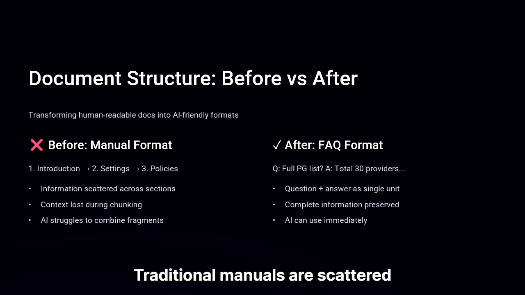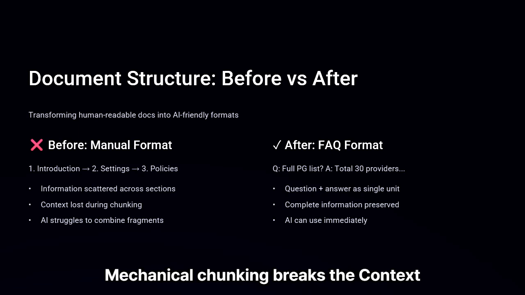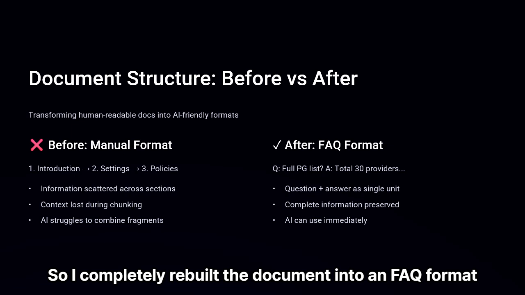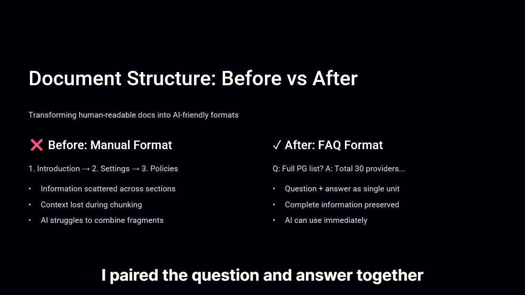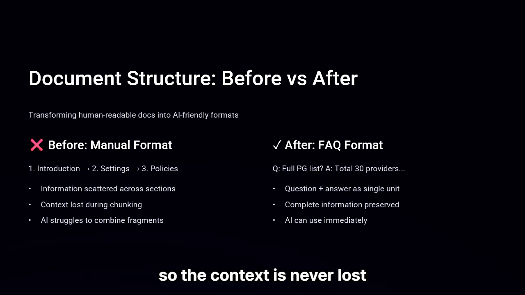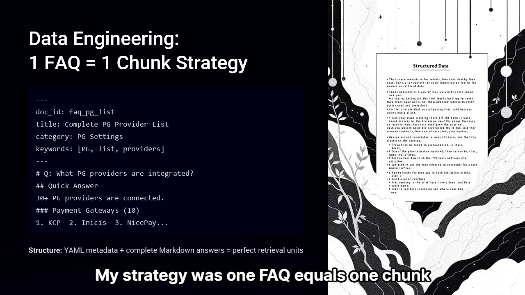Traditional manuals are scattered. Mechanical chunking breaks the context. So I completely rebuilt the document into an FAQ format. I put the question and answer together, so the context is never lost. My strategy was one FAQ equals one chunk.